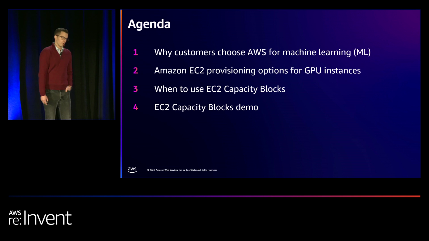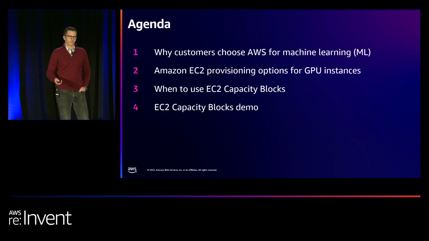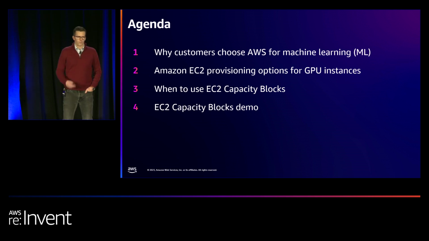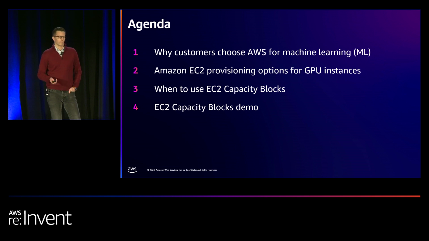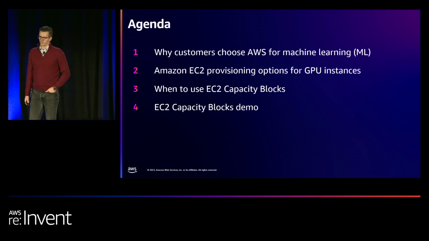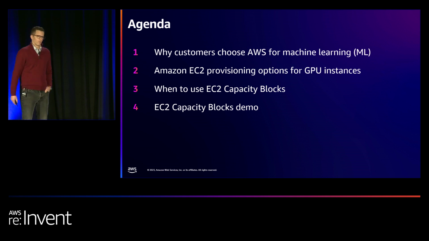So just to provide an overview of what we're going to cover today, I'm going to start by setting the stage, going over why customers choose AWS for their machine learning workloads, and I'll talk about the different machine learning service offerings that we have within AWS. After that, I'm going to focus on EC2 provisioning options for accelerated hardware, specifically GPU instances. And then from there, I'm going to narrow in on this new capacity blocks product and talk about how you can use this product, when you should consider using it, sort of a framework for how you should consider using capacity blocks. And then I'll finish off with a live demo of the capacity blocks product.